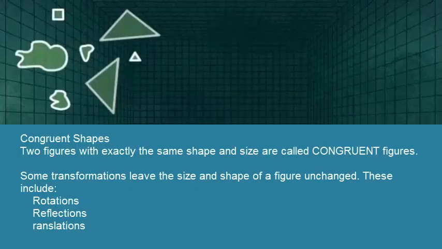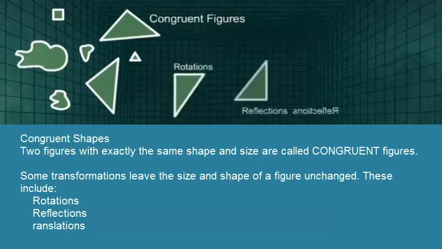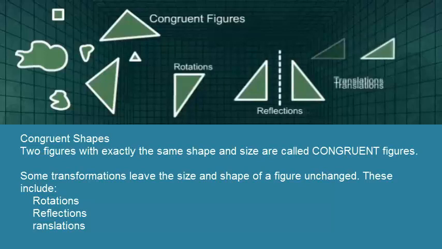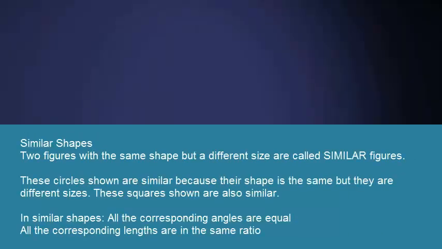Congruent shapes. Two figures with exactly the same shape and size are called congruent figures. Some transformations leave the size and shape of a figure unchanged. These include rotations, reflections, and translations.